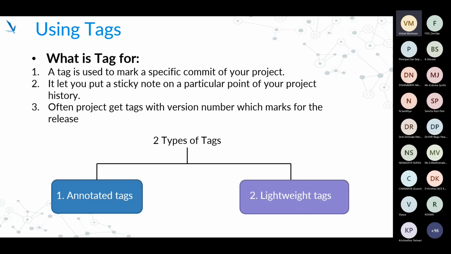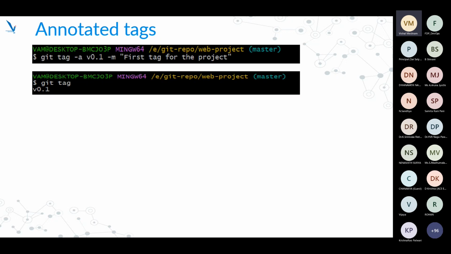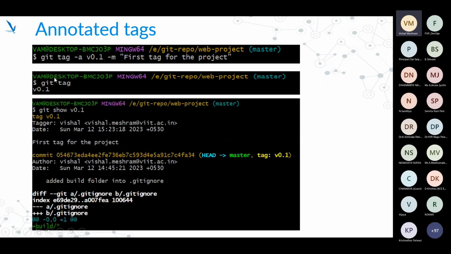There are two types of tags. One is called annotated tags, another is called lightweight tags. Normally annotated tags are very popular. This is the command we use: git tag -a. The -a stands for annotation, and v0.1 is the version you give, the tag name, and then you also give the message: this is the first tag for the project. Git maintains this tag. If you see the output of git show v0.1, it will print the detailed tagging.